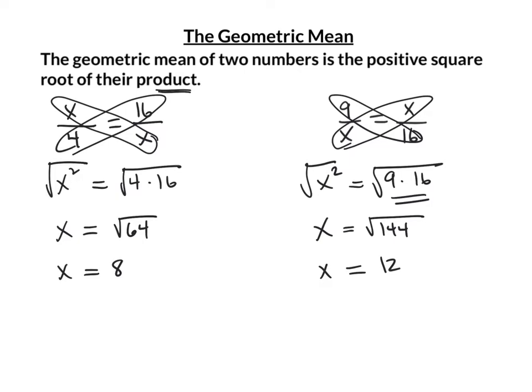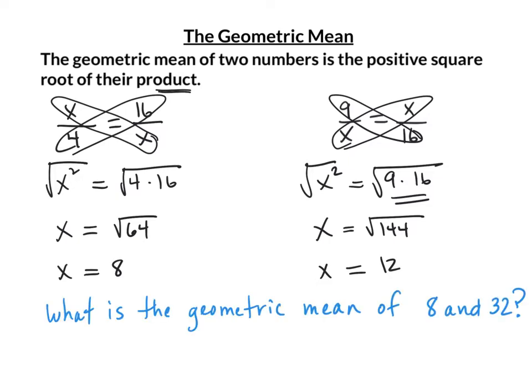If I just ask you to find a geometric mean, though, all you need to do is multiply the two numbers and take the square root. What's the geometric mean of 8 and 32? Take 8 times 32, put it under the square root. 8 times 32 is 256. This is the square root of 256. And the square root of 256 is 16. The geometric mean of 8 and 32 is 16.